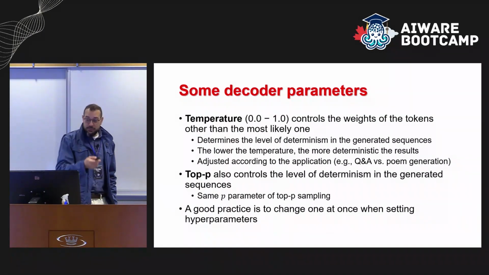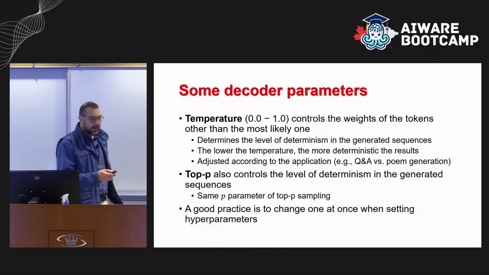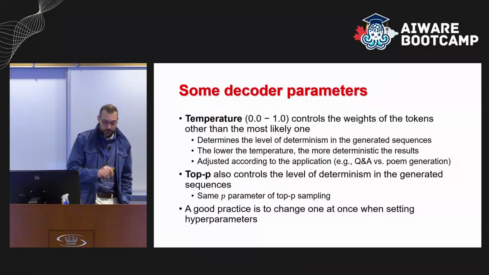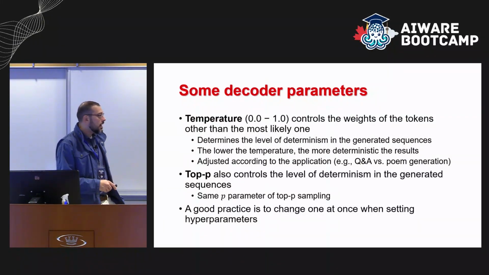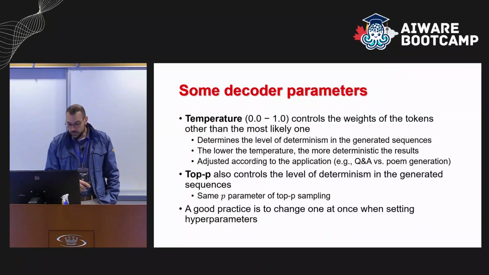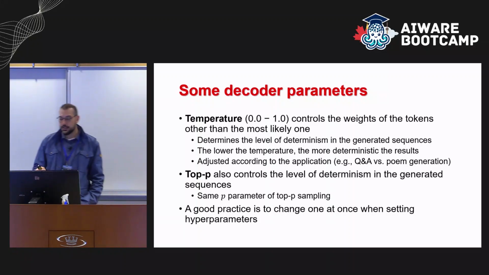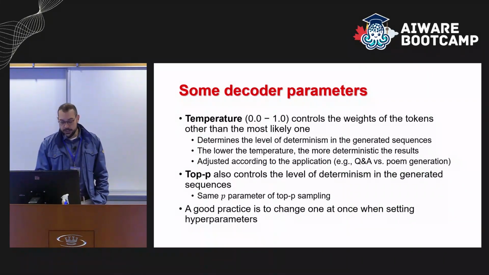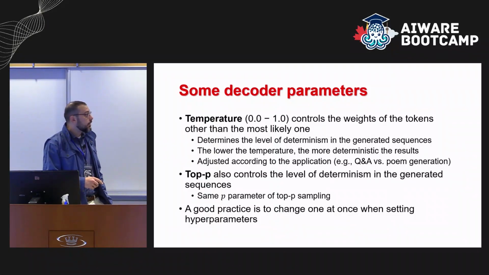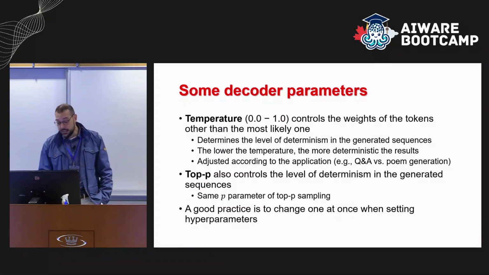If you ever happen to interact with foundation models through an API, you probably saw these parameters here, and these are the decoder parameters: temperature and the P parameter. Temperature will control the weight that you give to the tokens other than the most likely one, so it determines the level of determinism in the generated sequence.